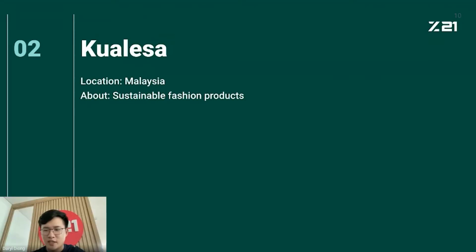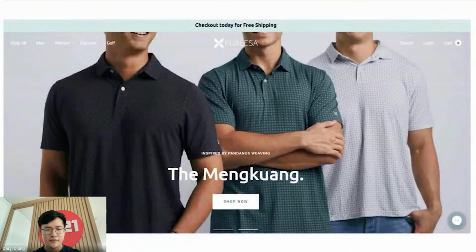Yep. The next brand I'll be covering is Qualesa. They are a sustainable fashion company based in Malaysia. I believe Arif is here. This is the homepage. This is what I was referring to as the hero banner. I think this brand does it pretty well. The hero banner is very clear.